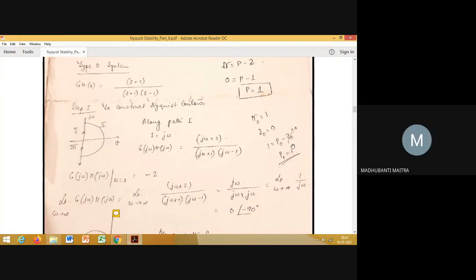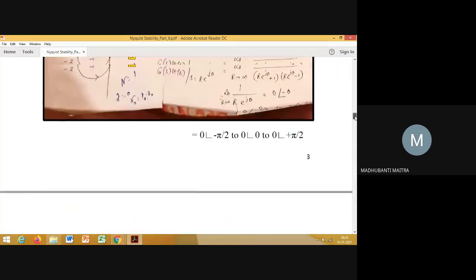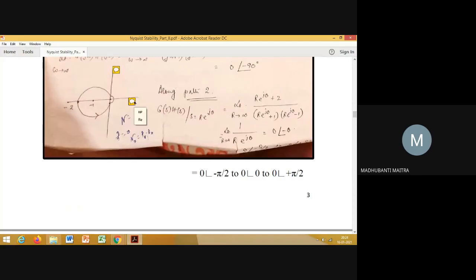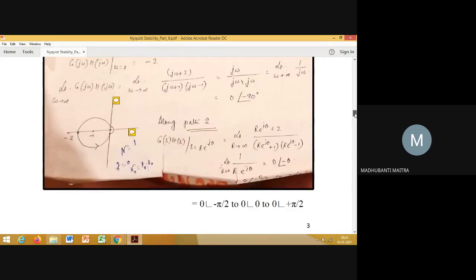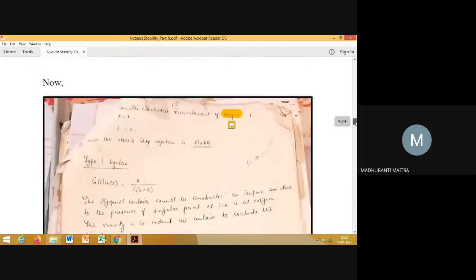Now, once we get this P0, we'll apply the Nyquist criterion again, and now we'll count the number of encirclements of the critical point -1, that is N(-1). Now, P, the number of open loop poles, is known. From this, we'll try to find out the number of roots of the characteristic equation lying in the right half of the S-plane.